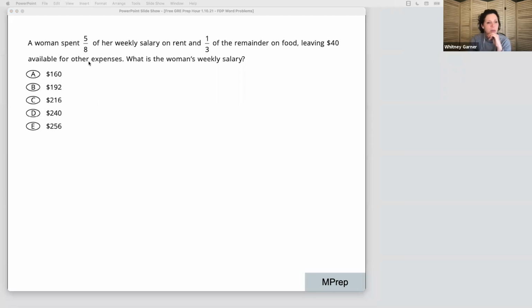All right, so I've got a bunch of people guessing A. I had quite a few pick A, so we're going to start with that one for a moment. Let's imagine it is A. Let's just imagine. If her salary is $160, what would I do to test this out? How much does she spend on rent?